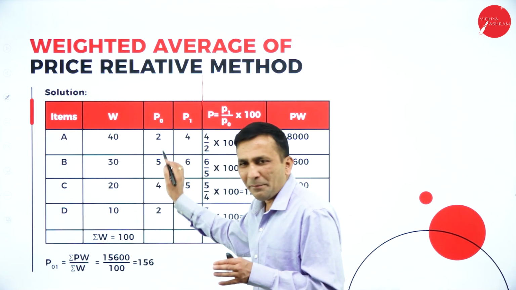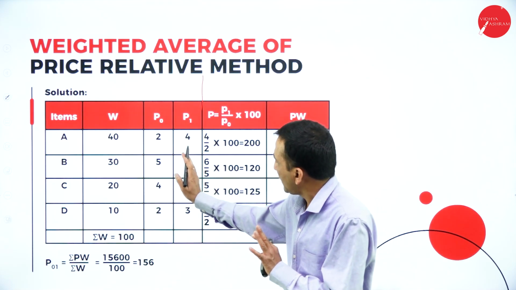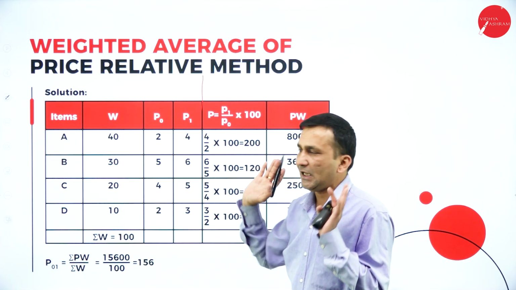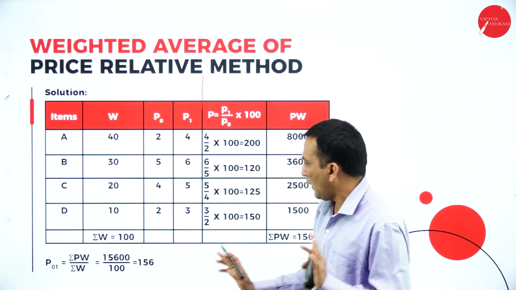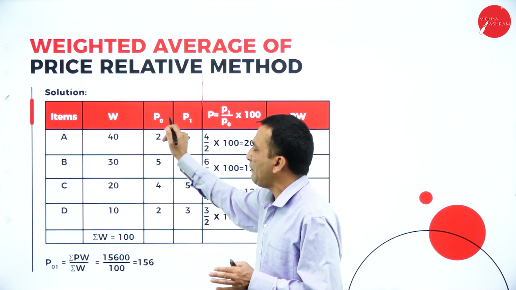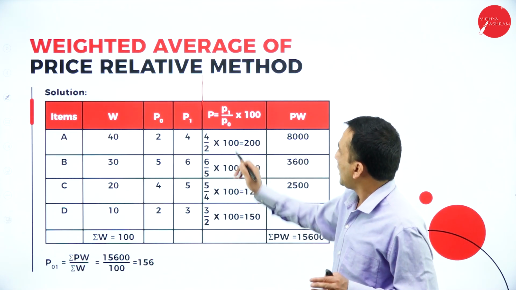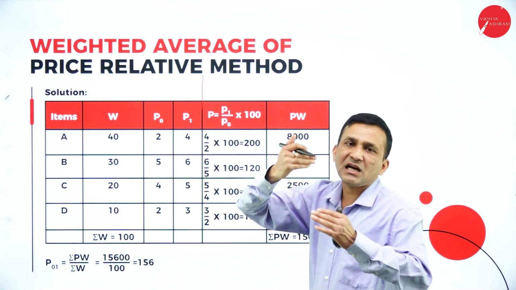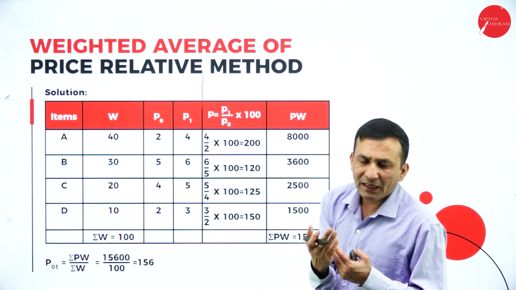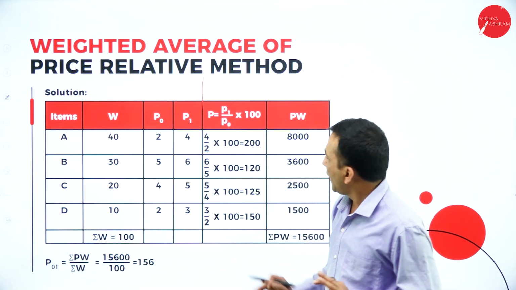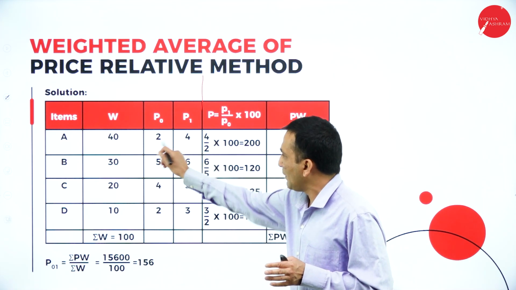The P0, the base year, is whatever they gave in the same problem. I have written base year and current year. Immediately, according to the formula, we need to find capital letter P. Using the base year and current year price, we find P. The formula is very simple: the current year always goes in the numerator, and the previous year or base year goes under the denominator, into 100.